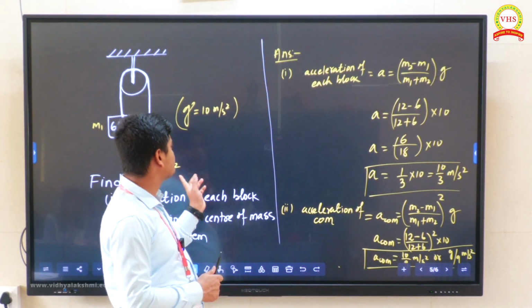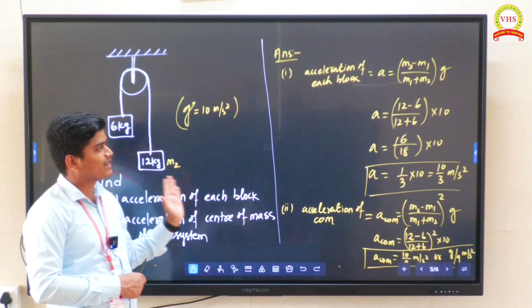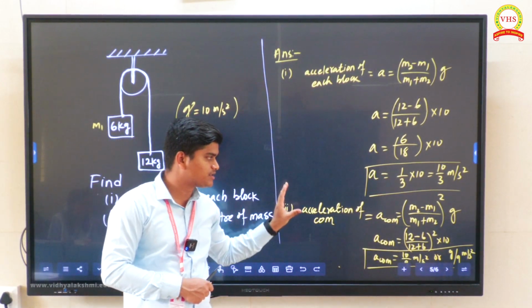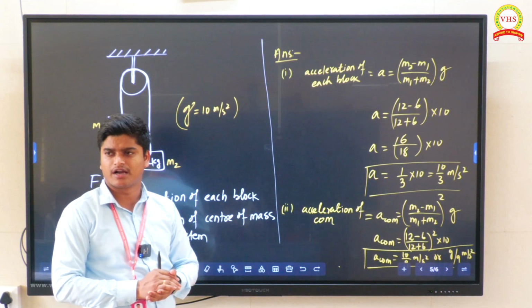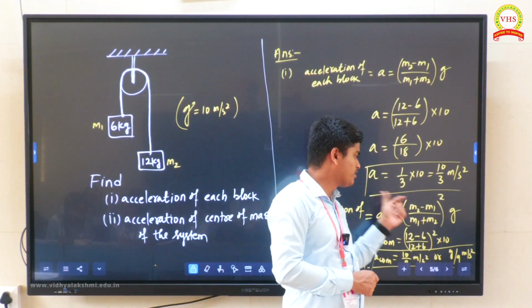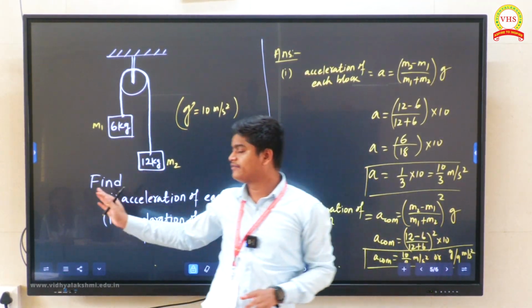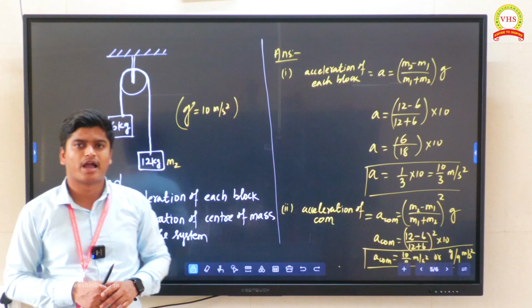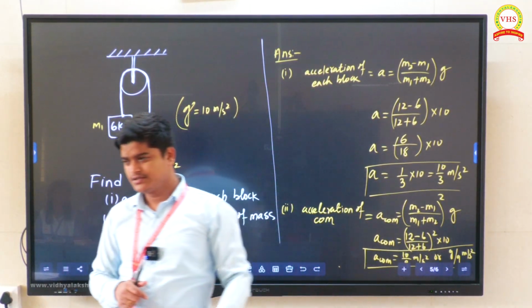So once you know this formula, what is the acceleration of each block and what is the acceleration of center of mass, then this type of questions are no problem. Directly you can calculate. For each block there is no square here, but for center of mass, one square is there. Clear? And how it is coming we already derived. Yes or no? I hope you understand. Please note it down.